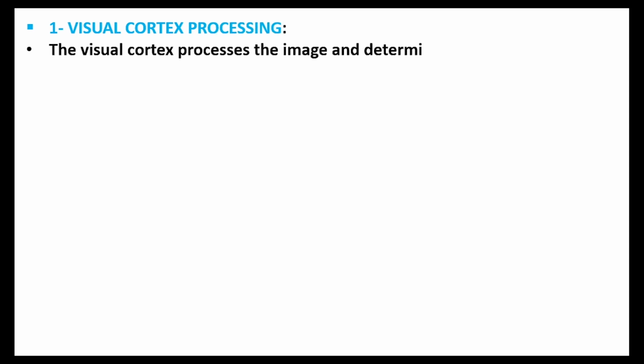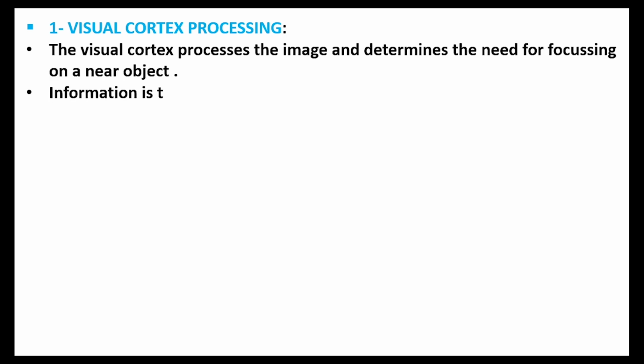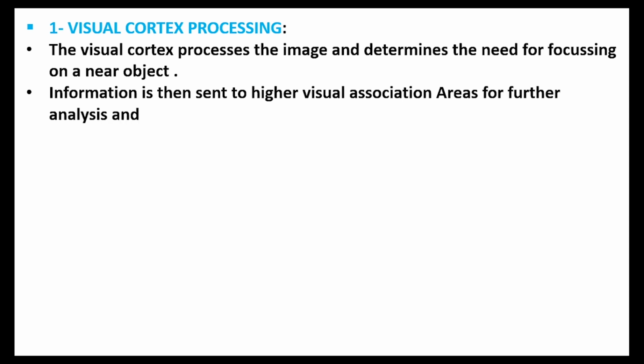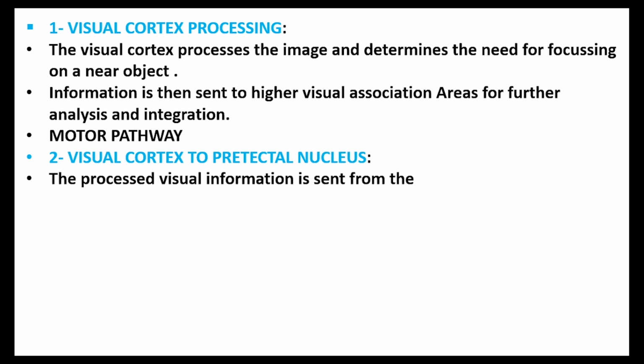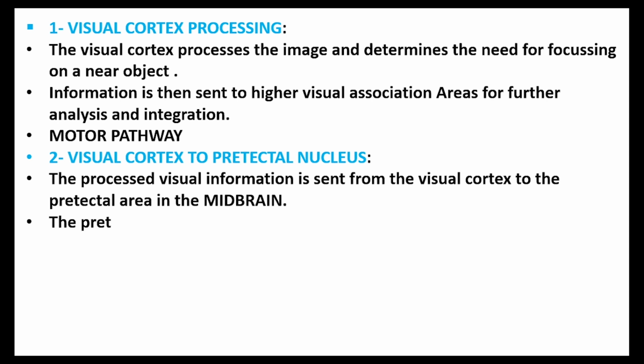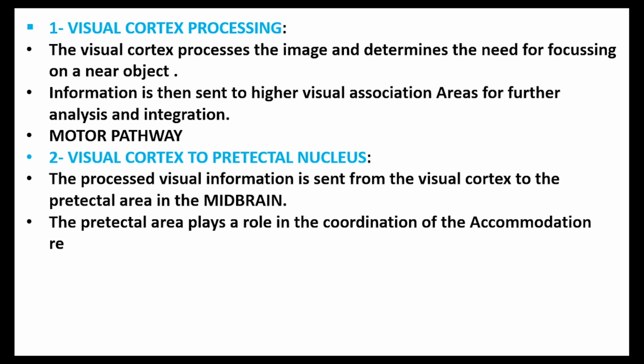1. Visual cortex processing. The visual cortex processes the image and determines the need for focusing on a near object. Information is then sent to higher visual association areas for further analysis and integration. Motor pathway. 2. Visual cortex to pretectal nucleus. The processed visual information is sent from the visual cortex to the pretectal area in the midbrain. The pretectal area plays a role in the coordination of the accommodation reflex.